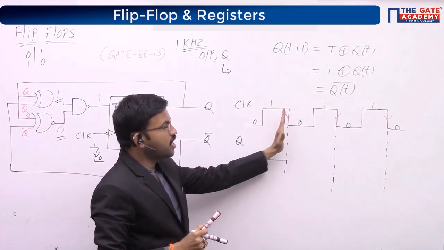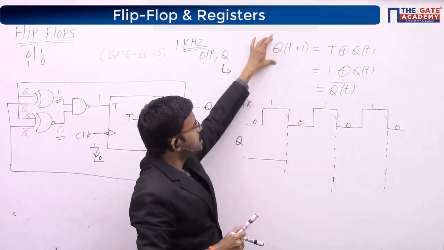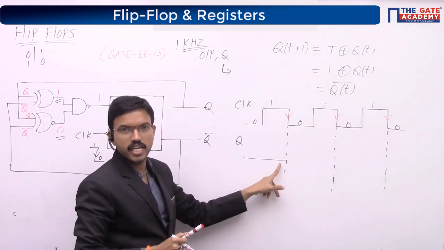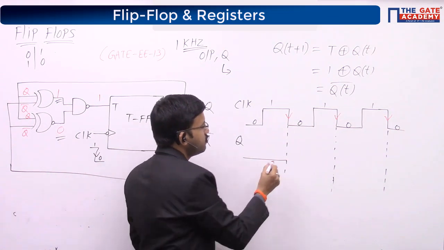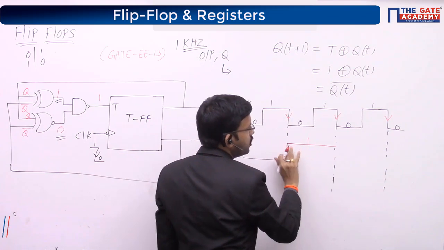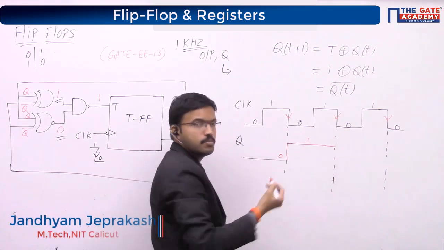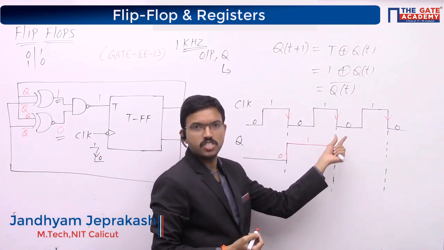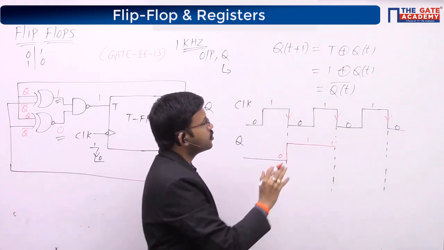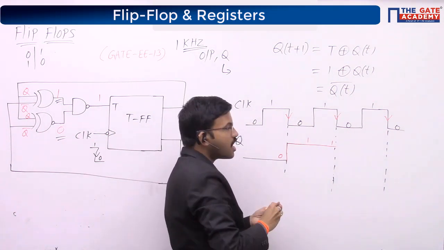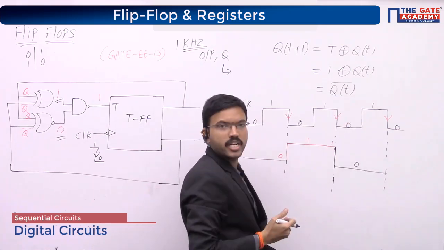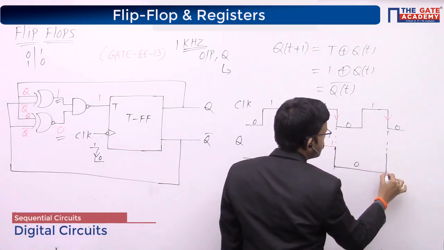So only after the transition, what is the characteristic equation you got? Q(t+1) equals the complement of the present state. Just before the transition, here you have 0, so it will be complemented to 1. After the transition, it will be 1, and it will remain in that state till you get one more negative edge. Here I am getting a negative edge. Just before the transition, the value is 1, so it will be complemented to 0 just after the transition, and it will remain in that state till you get one more negative edge. Here it will be 1.